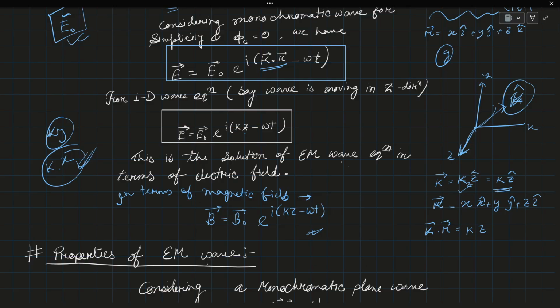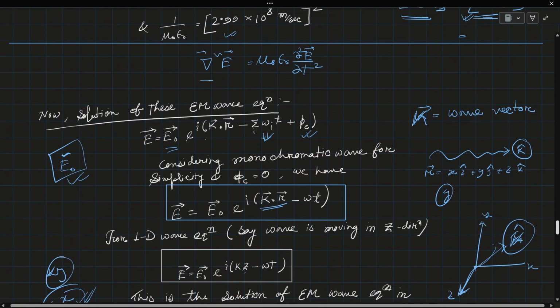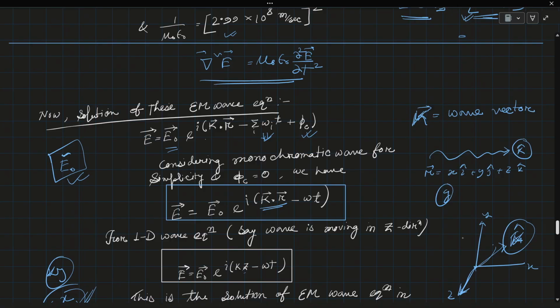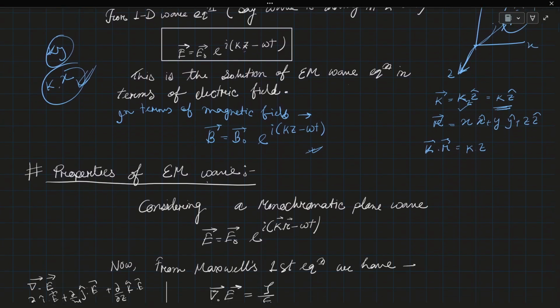So this was the solution of the electromagnetic wave equation in terms of the electric field. On solving the equation del square E equals mu naught epsilon naught del square E by del t square, we have got this solution. But what will we get if we solve the equation for the magnetic field? Let me write it down.